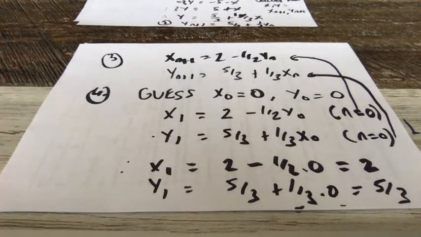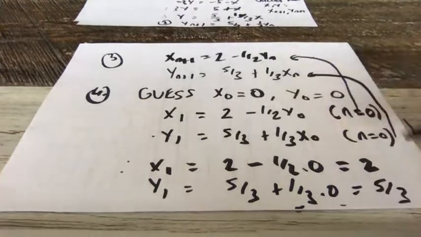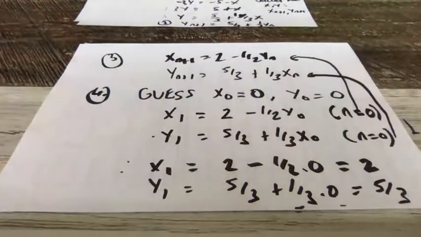So you've started off with 0, 0. And after one iteration of the method, you get x1 equal to 2, and you get y1 equal to 5 over 3.